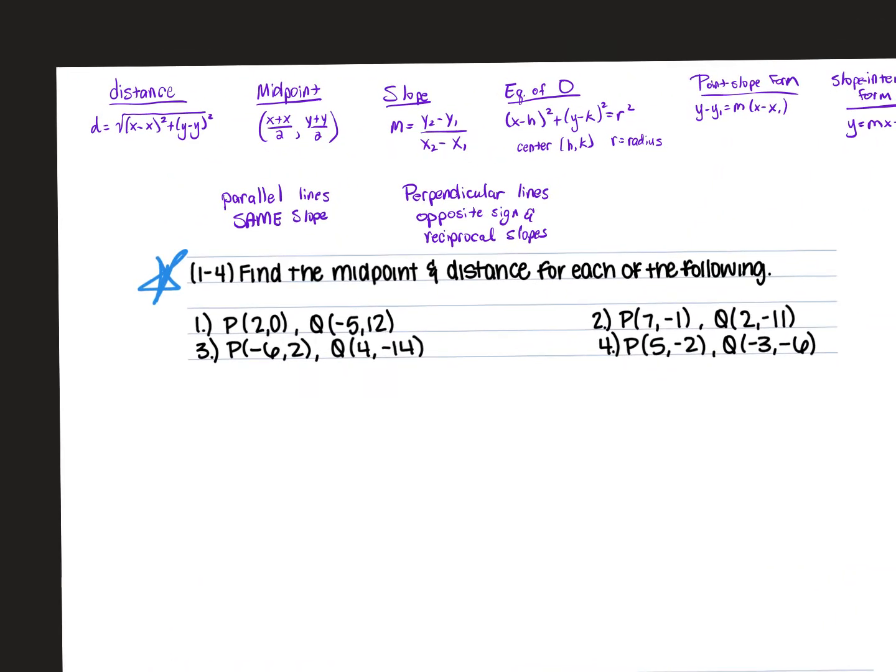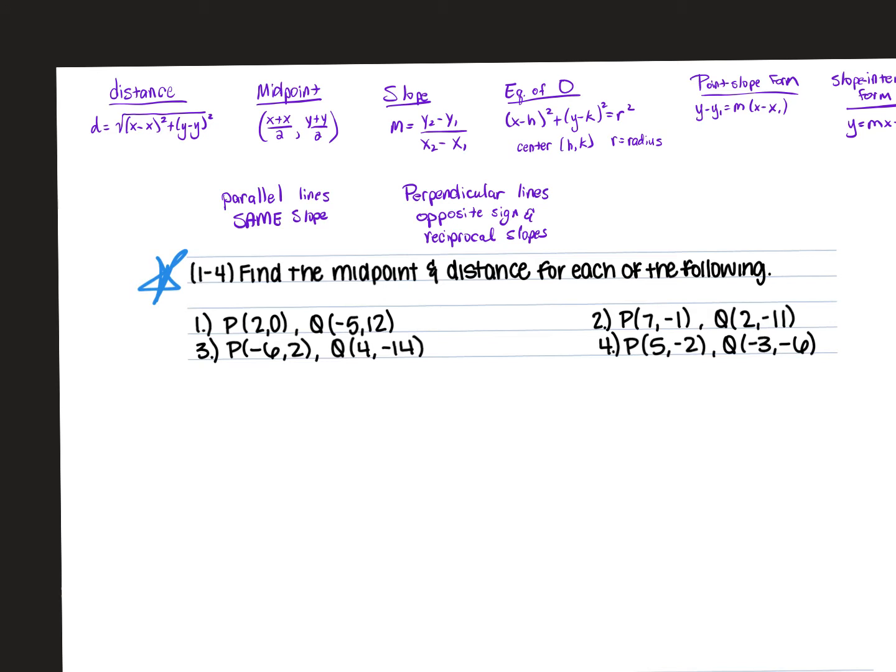The formulas that are at the top, you need to know those. The distance formula: you subtract the x's, square it, subtract the y's, square it, add that together, take the square root, but you have to know that formula. Midpoint: add the x's, divide by 2. Add the y's, divide by 2. You have to write your midpoint as an ordered pair, so it's the x part, comma, the y part, with parentheses.